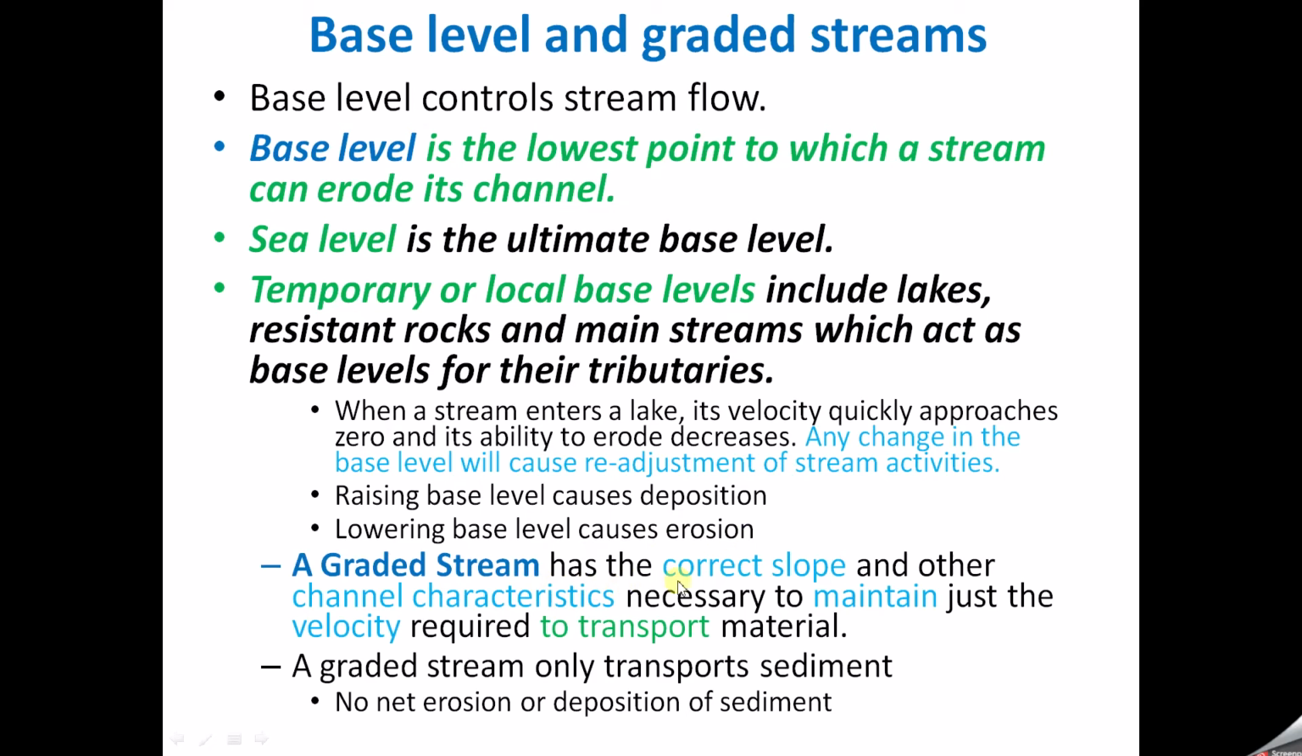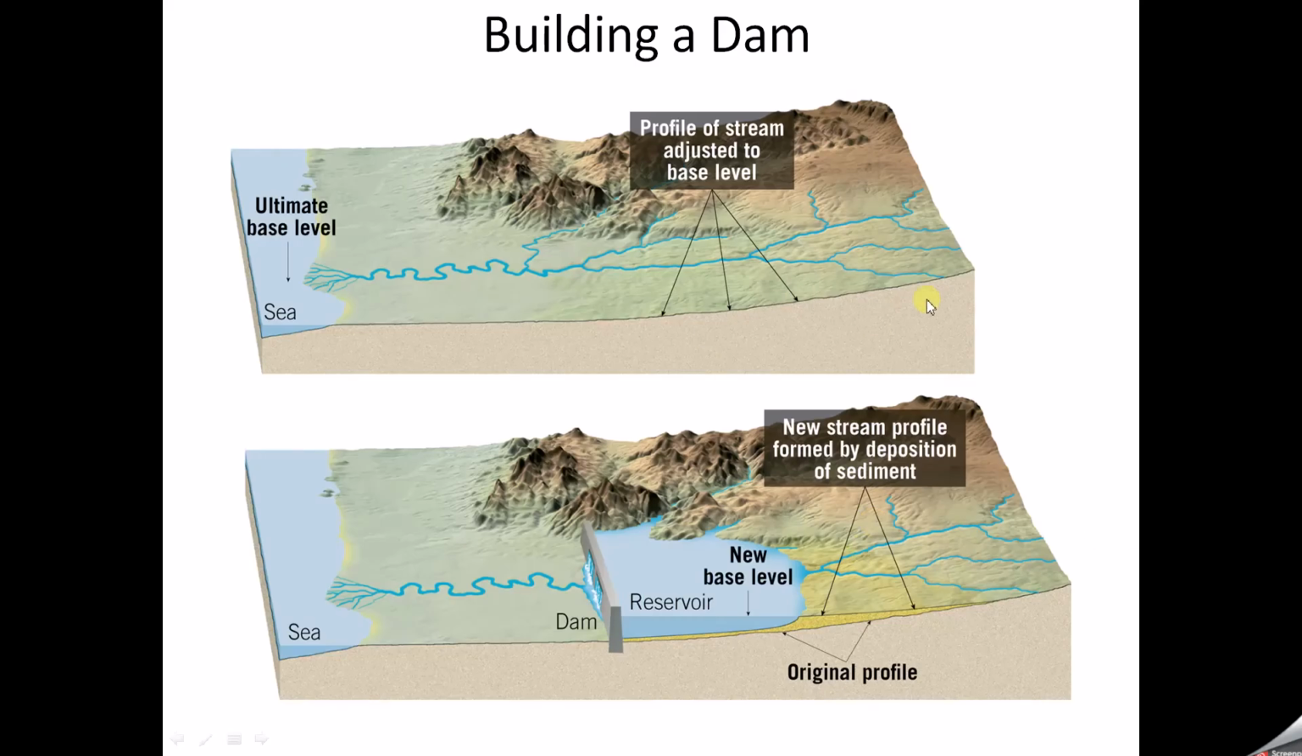A graded stream, by definition, has the correct slope and other channel characteristics necessary to maintain just the velocity required to transport material. So graded streams are just transporting material. A graded stream only transports sediments. No net erosion or deposition of sediments. Neither.